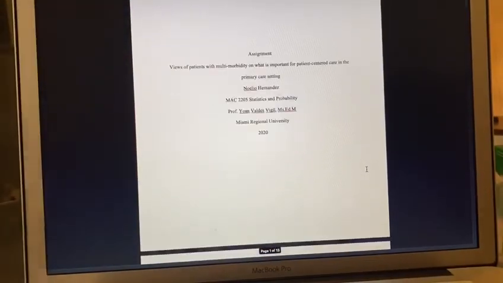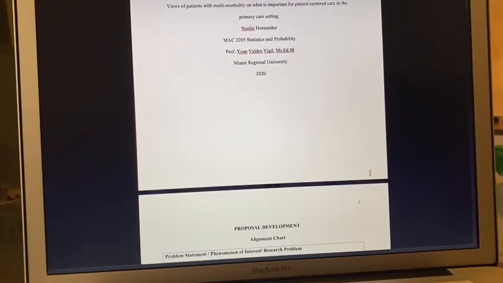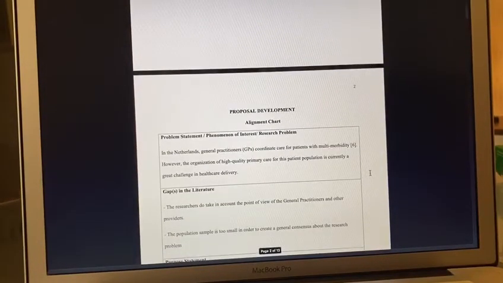For my problem statement: in the Netherlands, general practitioners coordinate care for patients with multimorbidity. However, the organization of high-quality primary care for this patient population is currently a great challenge in healthcare delivery.